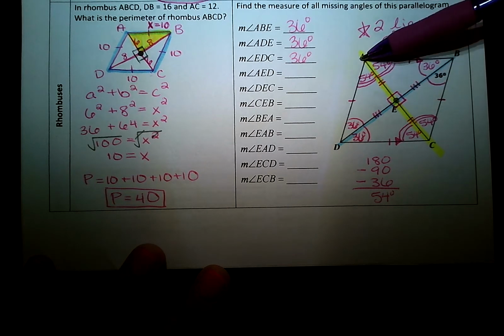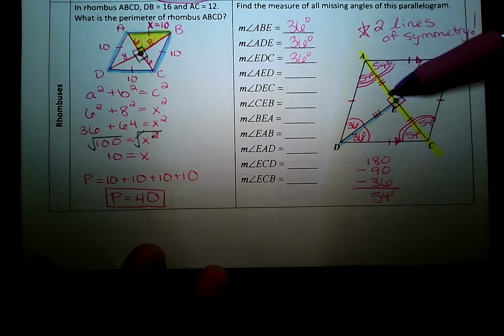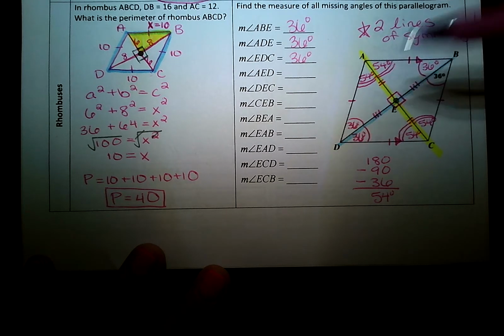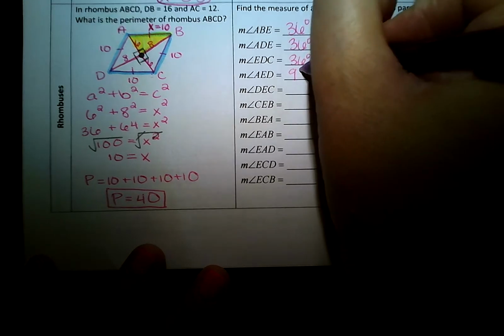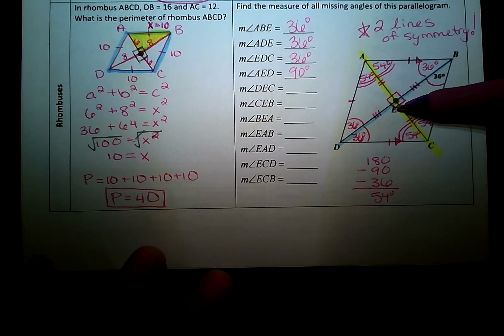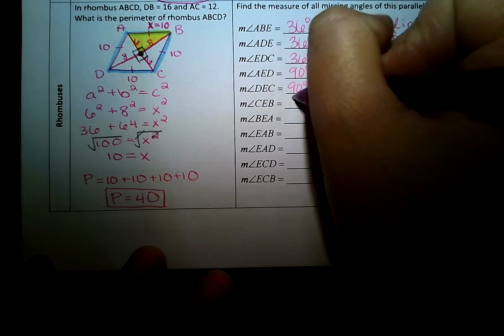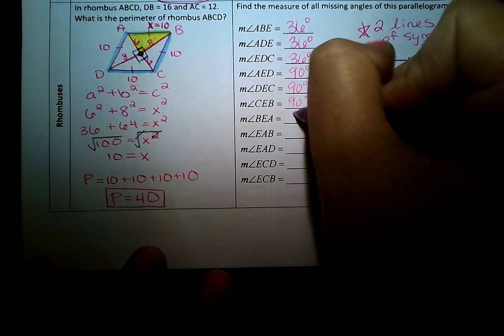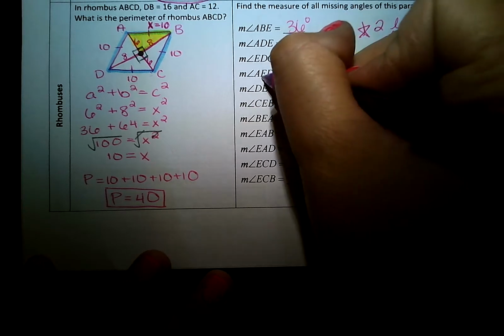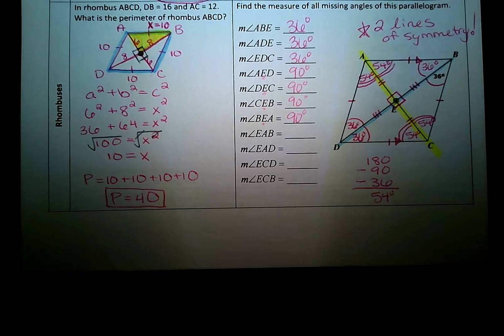Next is A to E to D. That's hitting at the midpoint in the middle. That's a 90 degree angle. In fact, all the angles with a vertex of E are 90 degree angles. E in the middle here represents the vertex, and all of those are 90 degree angles.